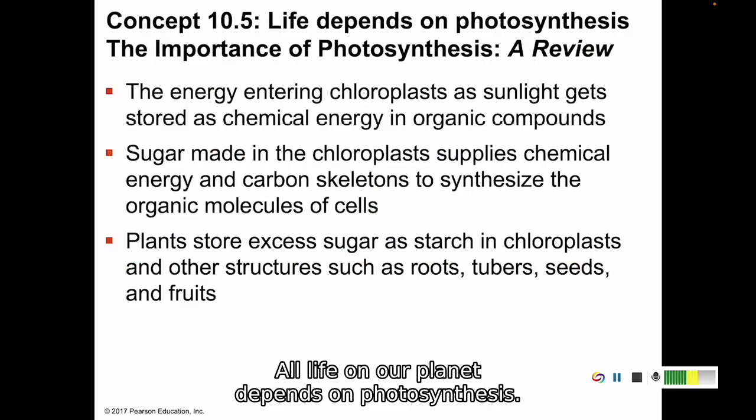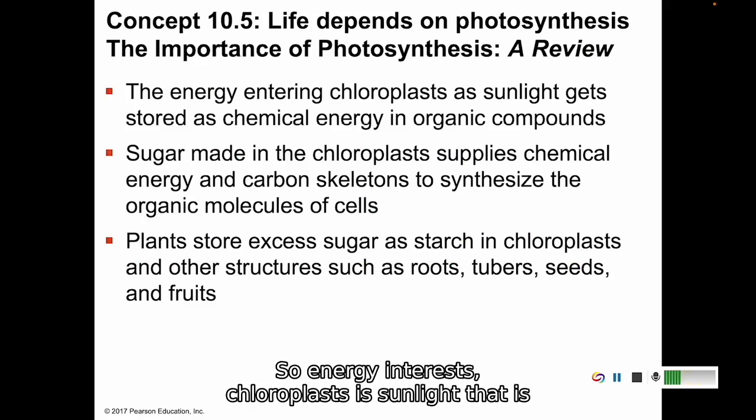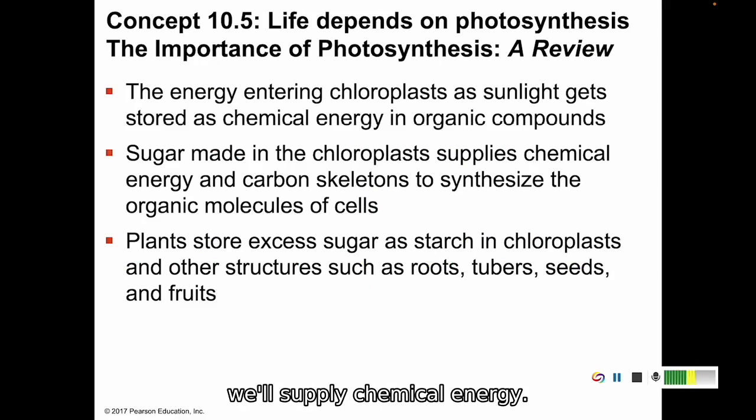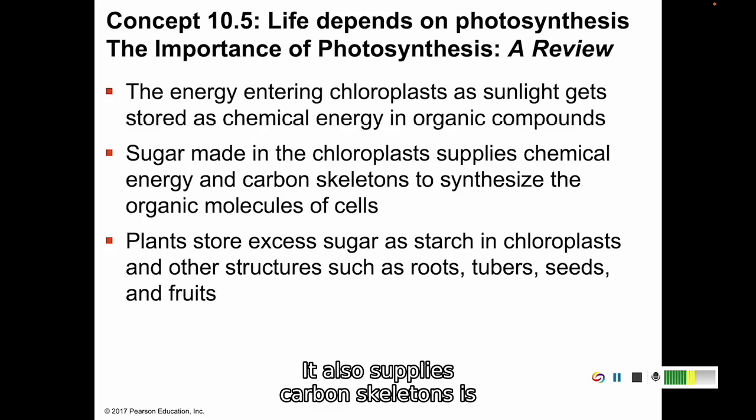All life on our planet depends on photosynthesis. Energy enters the chloroplast as sunlight. That is going to be stored as chemical energy in organic compounds in the plants. The sugar made in the chloroplast will supply chemical energy. It also supplies carbon skeletons to synthesize organic molecules of cells. Plants store excess sugar as starch in their chloroplasts and in their roots, tubers, seeds, and fruits, those delicious parts of plants that all consumers are able to come eat and grow and have energy to do all the things that consumers need to do.